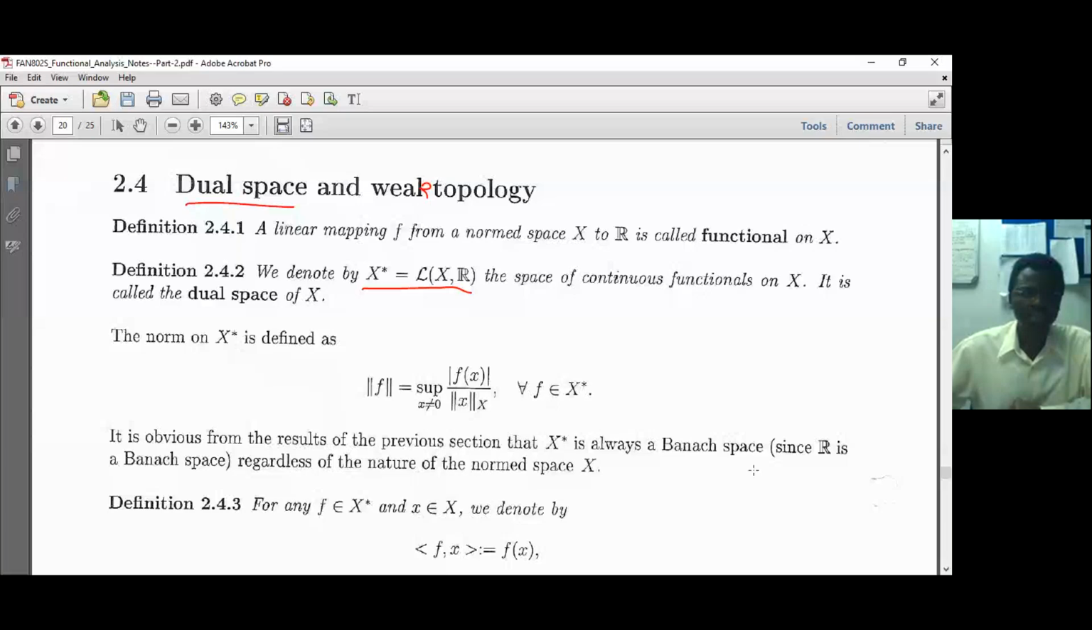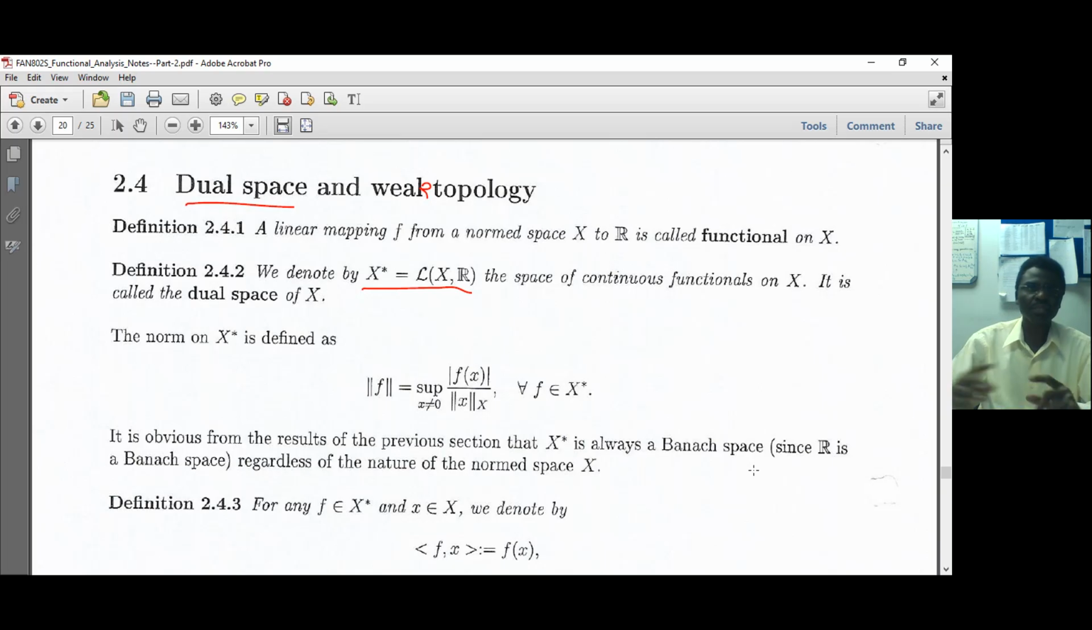Functional analysis class. So today we are going to talk about the dual of a vector space, or the dual of a norm space, and also with topology. I might not tackle topology in the current session, maybe in the next, but we'll see how far we will go.